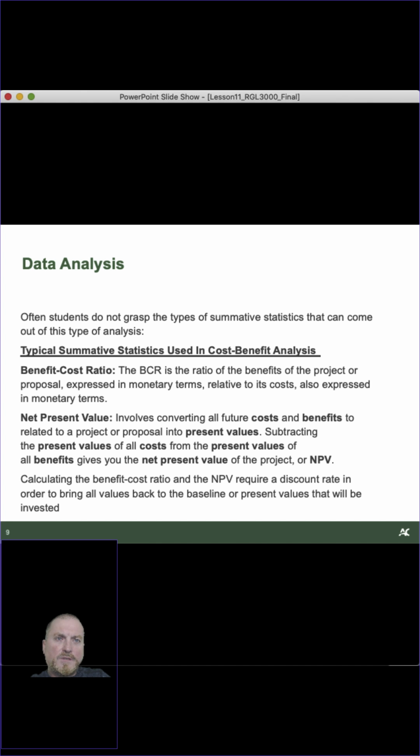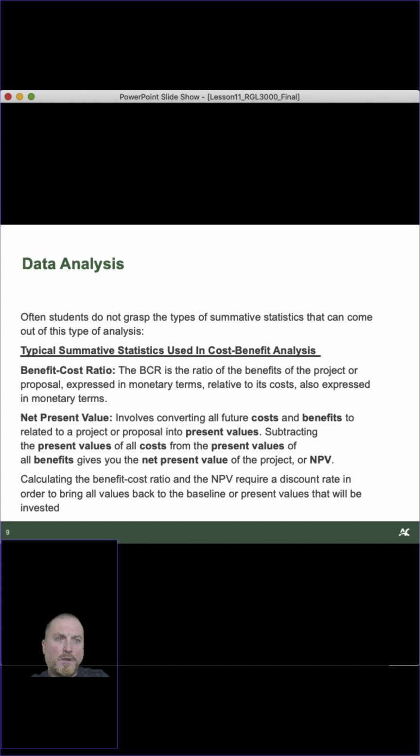Now, what type of analysis, what type of statistics are you going to be ending up with? Obviously, one of the simple ones is the benefit cost ratio. The BCR is the ratio of the benefits of the project or proposal expressed in monetary terms relative to its costs, also expressed in monetary terms. Net present value, which you'll learn how to calculate in Excel, involves converting all future costs and benefits related to a project or proposal into present values. Subtracting the present values of all costs from the present values of all benefits gives you the net present value of the project, or the NPV.